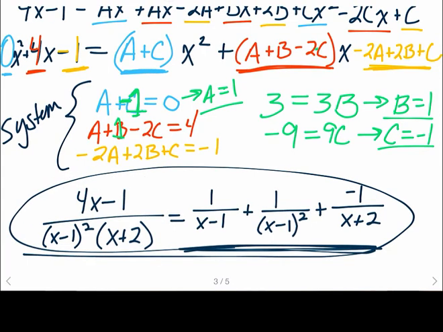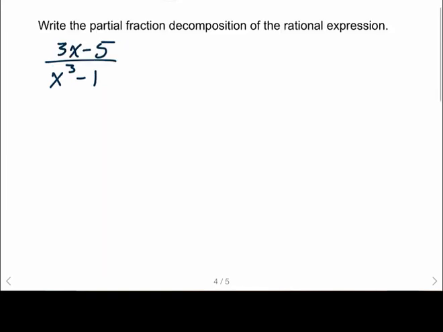So far, our denominators have had factors that were linear. Even if it was repeated, it was a linear factor. In our next example, we have 3x minus 5 over x cubed minus 1. Same instructions. Notice x cubed minus 1 is a difference of cubes, and as such, we can factor it.